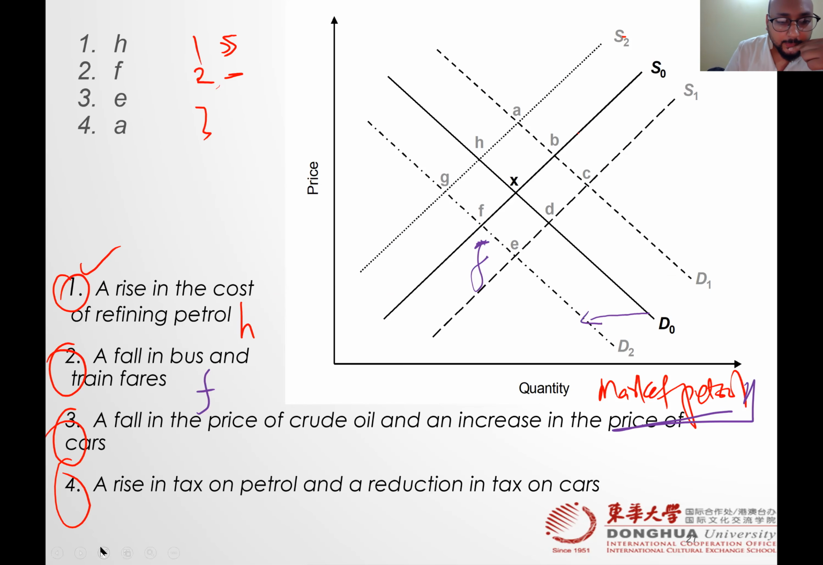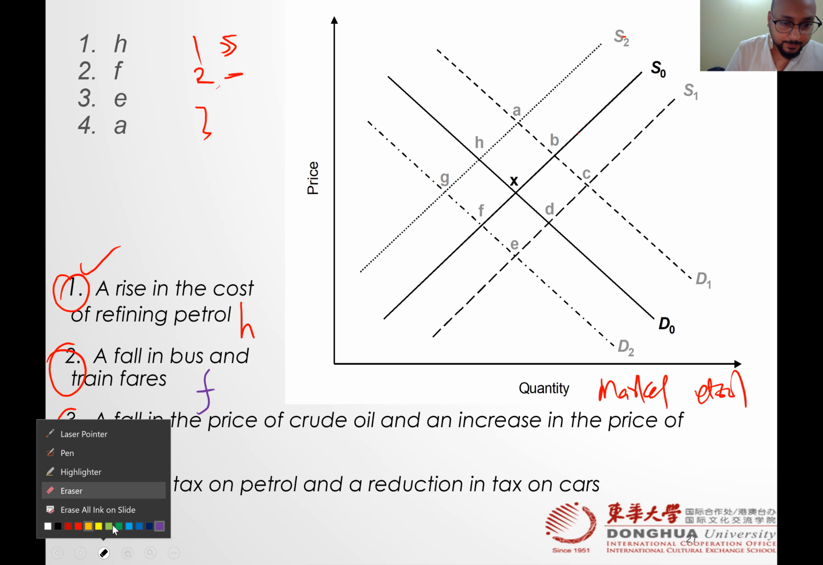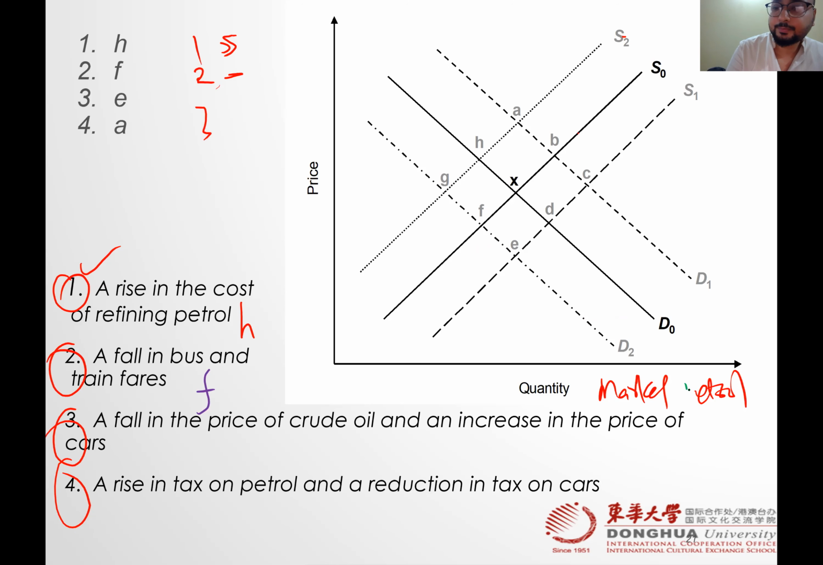Now, a fall in the price of crude oil, and we are talking about petrol, which is a refined form of crude oil. It means you refine that and make a product as petrol. So two events happen at the same time: a fall in the price of crude oil and an increase in the price of cars.